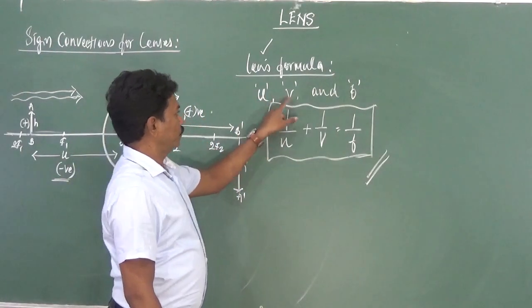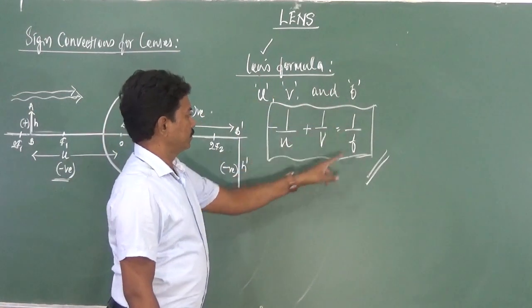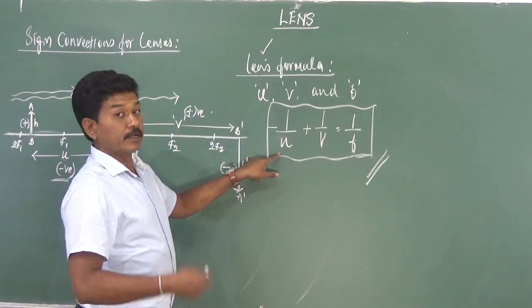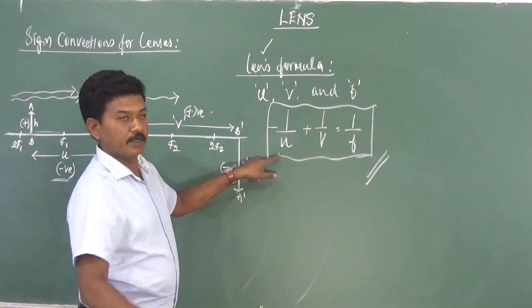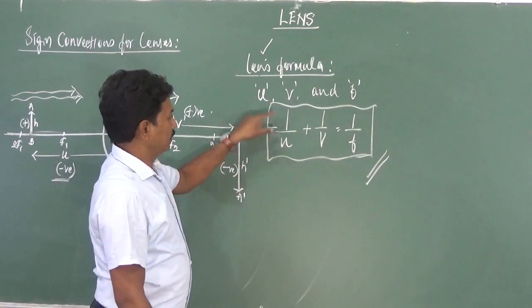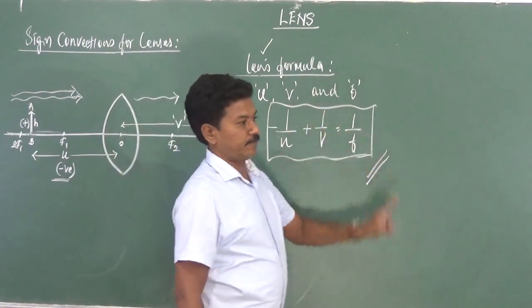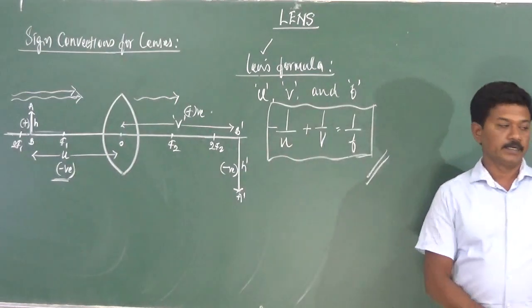The relation between U, V and F with respect to a lens is called the lens formula, and the lens formula is minus 1 by U plus 1 by V is equal to 1 by F. You have to remember this. The mirror formula was not like this, it was 1 by F is equal to 1 by U plus 1 by V, a direct formula. Here it is negative: minus 1 by U plus 1 by V is equal to 1 by F. So this is what we call the lens formula, right?